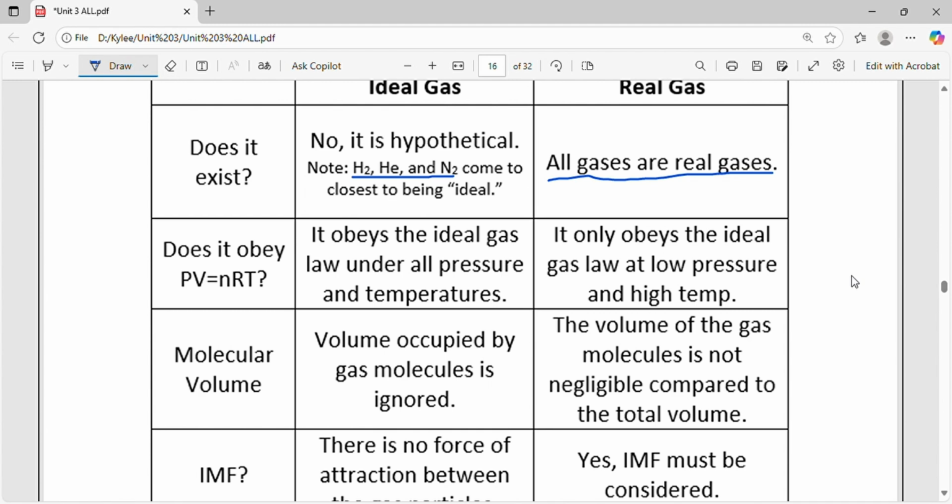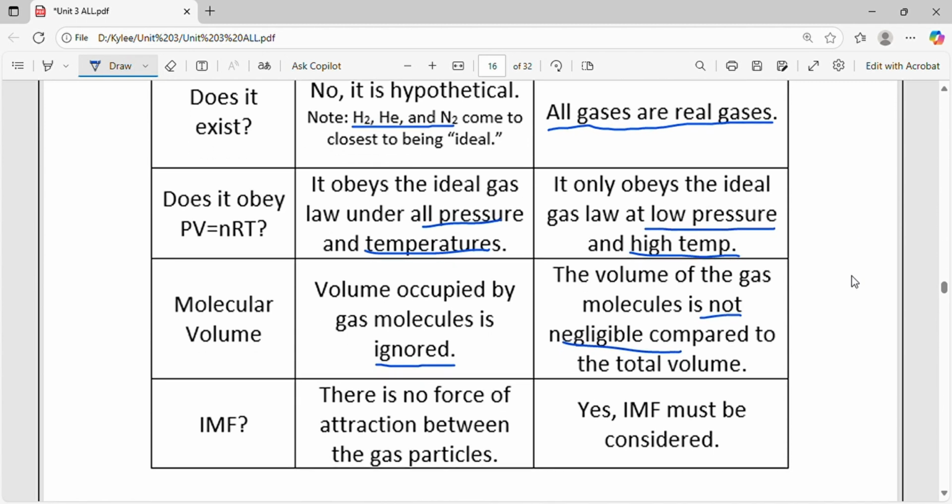So the next line says, does it obey PV equals nRT? When we assume that we're in ideal conditions, the ideal gas law works at all pressures and all temperatures. Real gases only obey the ideal gas law at low pressures and high temperatures, which is what we talked about a second ago. The volume is not included when we talk about ideal gases. In fact, the volume is ignored. But in real life, hence real gases, IRL, the volume of the gas is not negligible, and we actually need to factor that in. And then the last category is on IMFs. It says there's no force of attraction between gas particles. That's an assumption we make when we're talking about the fictional ideal gases, but in real life, IMFs must be considered.